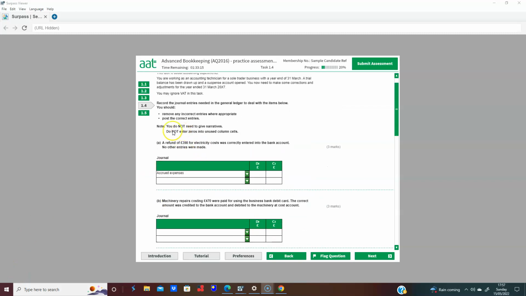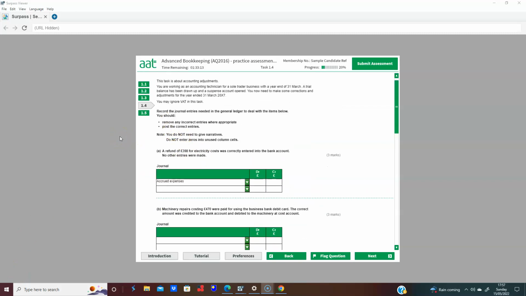Okay, so here we have, and this is 1.4, a number of suspense account issues. The thing to always remember with suspense accounts is that you're always trying to fix a problem, right? So you're not dealing with this in isolation. You have to ask what's already been done, and what has to be done to update things. So let's look at the scenario here. Let's look at the first one.